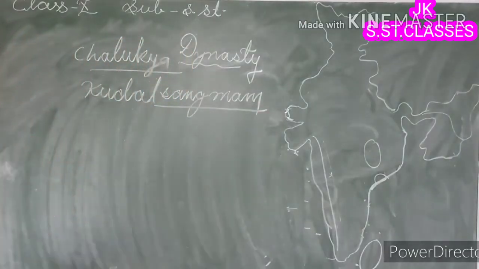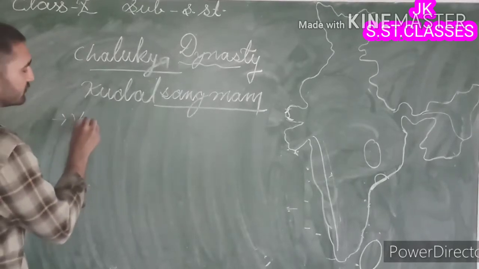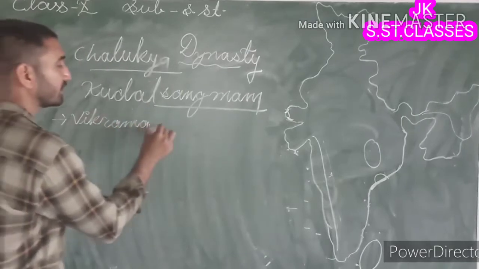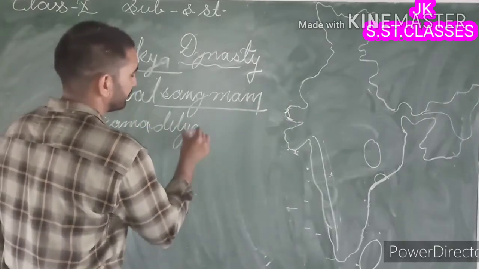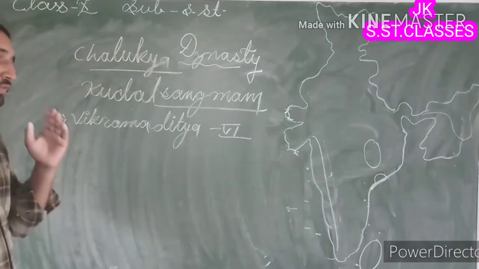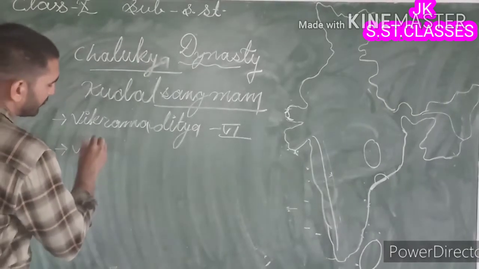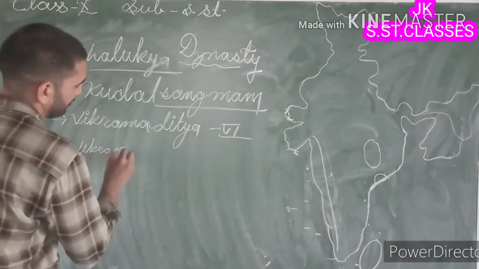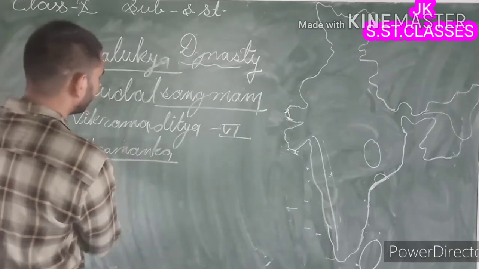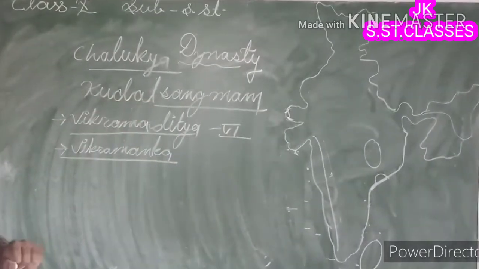Okay, the seventh ruler of this dynasty was Vikramaditya VI, the most important ruler of this dynasty, who was also known as Vikramang. Okay, means Vikramang was the title of Vikramaditya VI, the seventh ruler of Chalukyas of Kalyani.